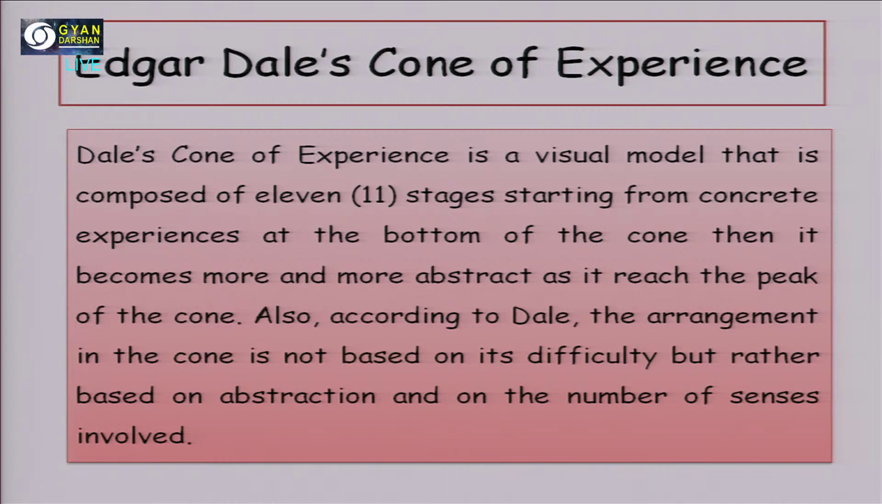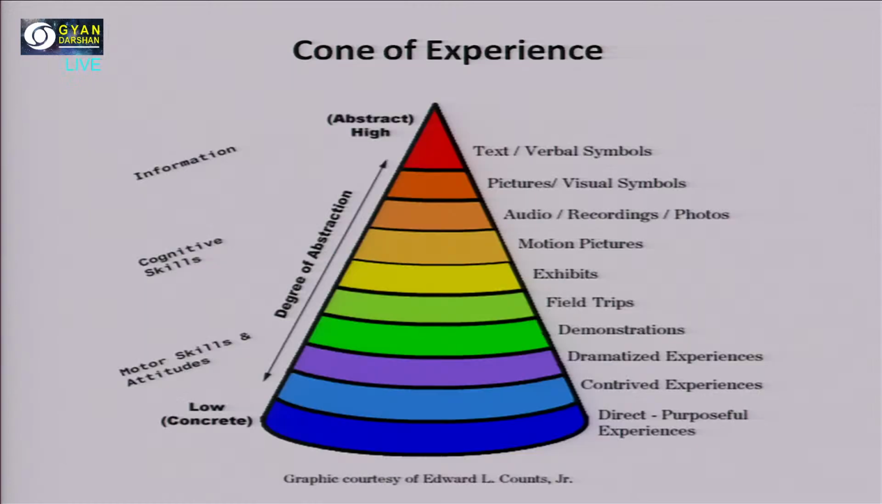So this visual model is composed of 11 stages, starting from concrete experience at the bottom of the cone. Then it becomes more and more abstract as it reaches the peak. Here the arrangement is based not on difficulty, but rather on abstraction. Here we can see on the screen a display of this cone of experience.